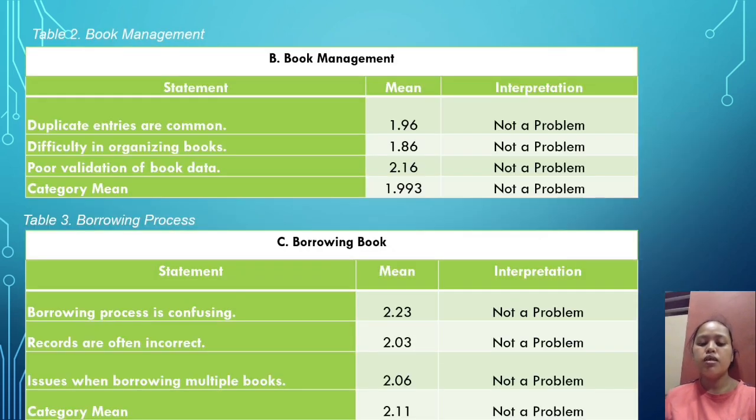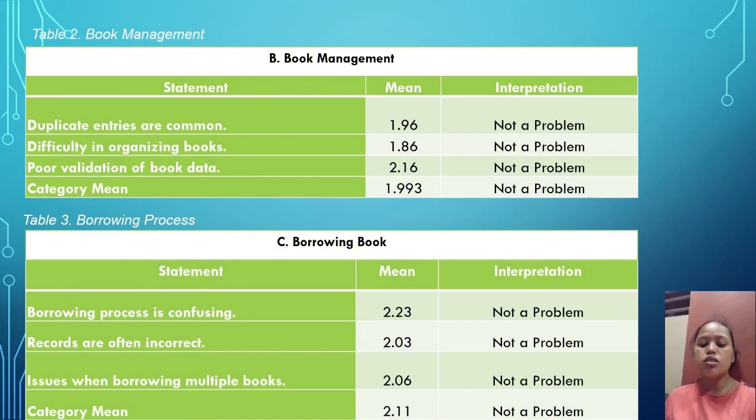In book management, it has an overall category mean of 1.99. It is not a problem. Respondents indicate minimal difficulty in book management. Issues like duplicate entries, organizing books, and data validation were considered manageable. This suggests the system has adequate features for book categorization and entry validation.